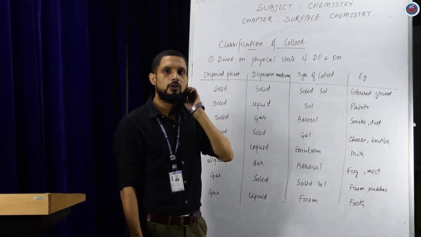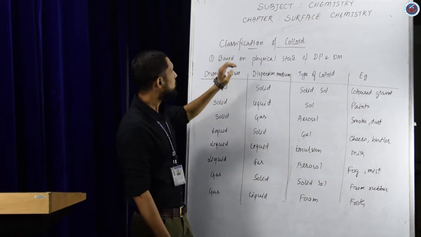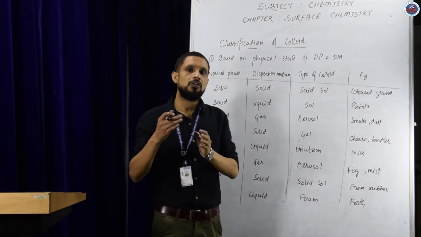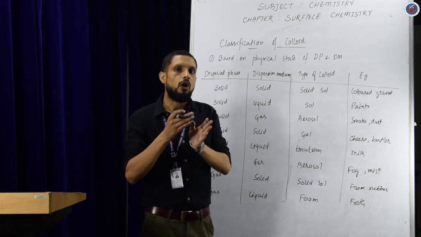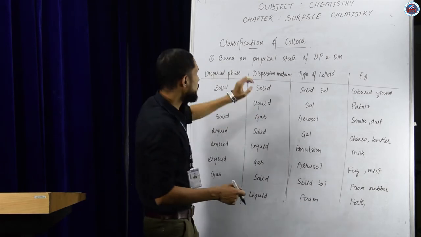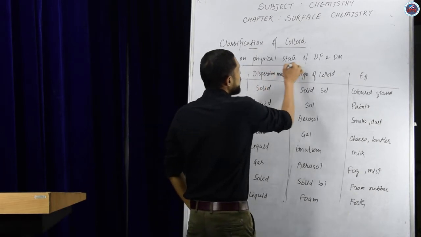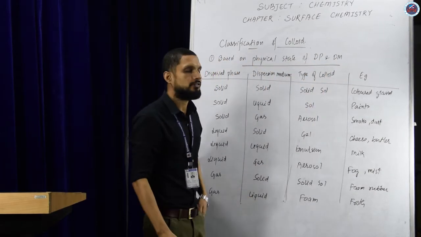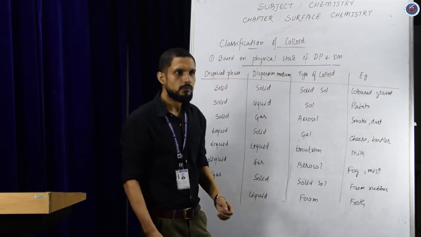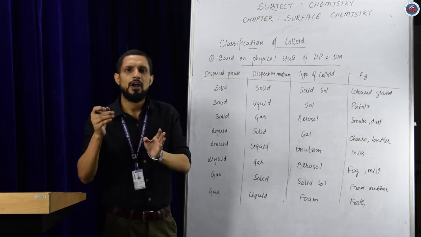I'll start a new video with the same chapter, that is surface chemistry. In this video, I'll start with the classification of colloids. As I mentioned in the last video, colloids are classified based on different factors. The first factor of classification which I have taken is the physical state of dispersed phase. DP is dispersed phase, DM is dispersion medium. There are different types of physical states like solid, liquid and gas.